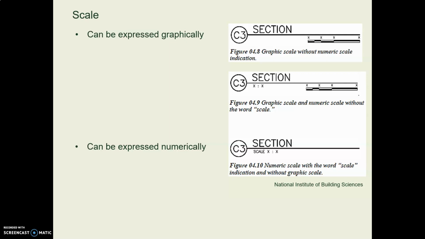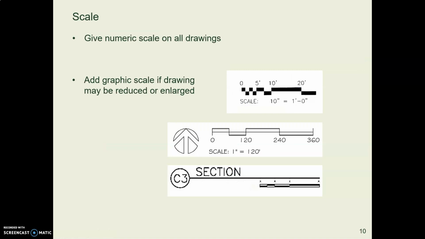You can also express the scale numerically with numbers. So, for example, 1 inch equals a foot. 3/16 equals 1 foot. 1 to 20. 1 to 50. So on and so forth. Those are numerical. The CAD standard says you must give the numeric scale on every drawing. So you must say whatever, 1 inch equals 120 feet, that's for a great big site plan, 3/16 of an inch equals 1 foot, or whatever your scale is. You have to write that on your drawing. You can use a graphical scale, but it's optional.